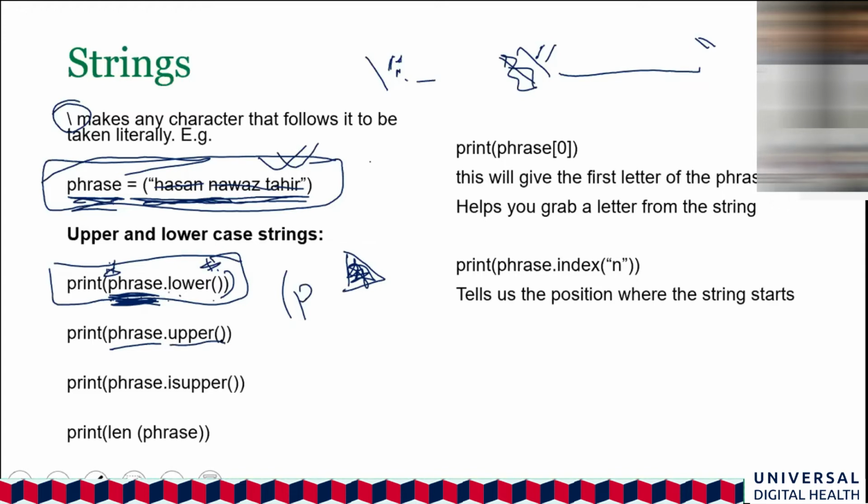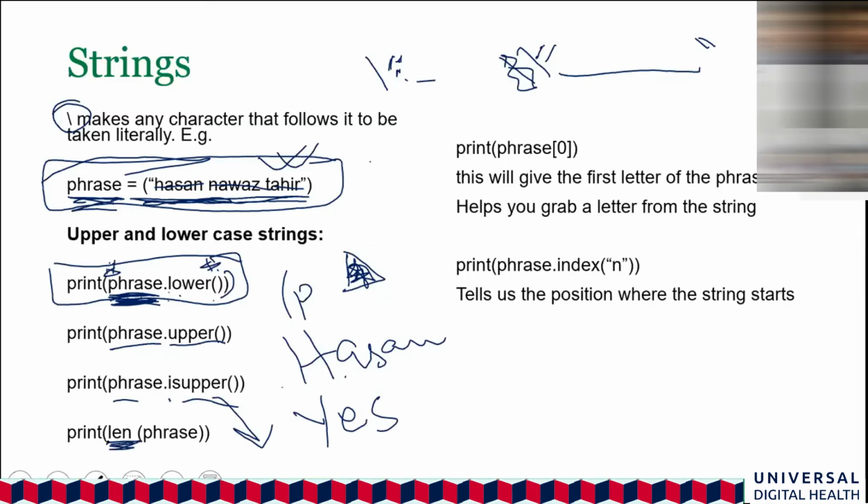If say this was written like this, Hassan, and I said phrase is upper, basically what I'm asking Python is, tell me if there is any uppercase in this. If this was uppercase, Python would say yes. In the console, this is what will come out, yes. Similarly, length. If I write print and then len, open the parentheses, write down the variable name phrase, and close the parentheses, and execute this command, it's going to tell me how many characters are there in Hassan Nawaz Tahir.